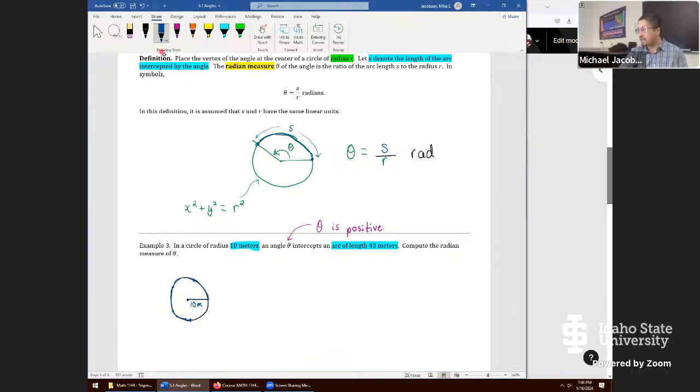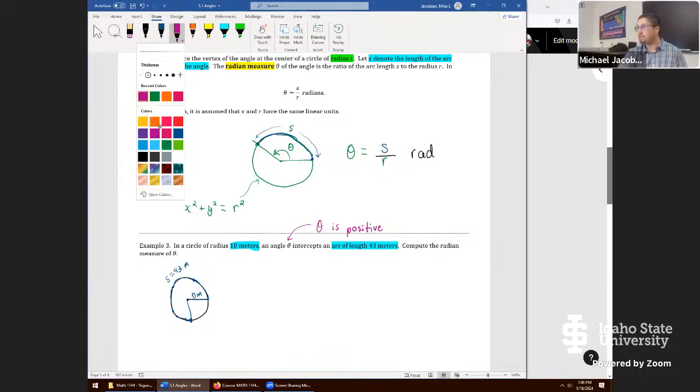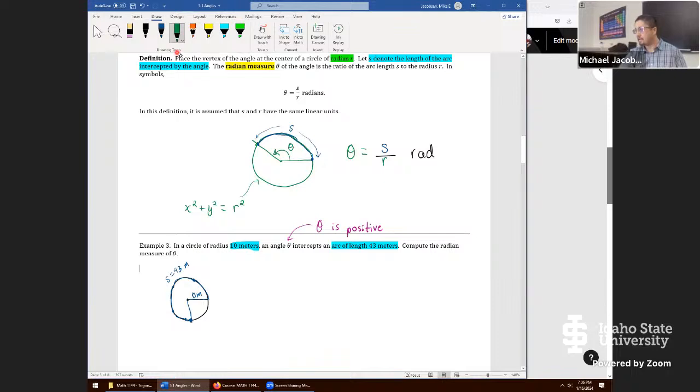So here's our terminal side. And this is S equals 43 meters. So that's our diagram so far. And sorry, let me just move that 10 meters. It's suddenly in the wrong spot. The thing we want to put into the diagram next is this rotation here to here is our theta. Okay, so that's the sketch of the problem so far.